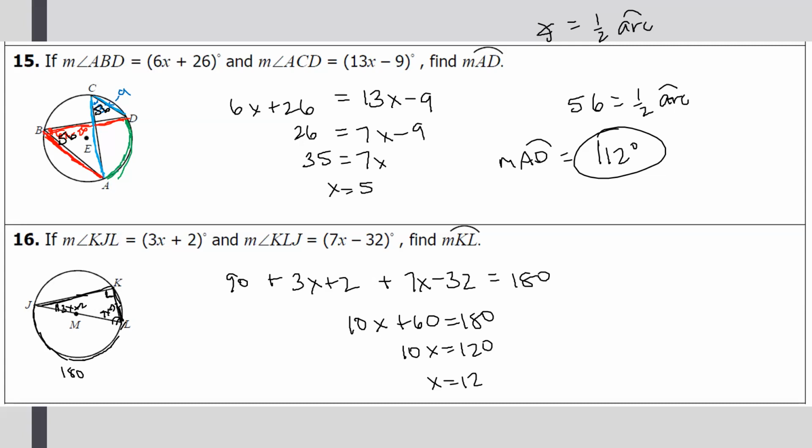We are really looking for the measure of arc KL. Arc KL is this little dude right here. Well, that arc is being intercepted by this angle. So I'm going to take our x equals 12 and plug it in. 3 times 12 plus 2. 3 times 12 is 36, plus 2 is 38. So this angle right here is 38 degrees. The inscribed angle is half of the arc inside of it. So if I multiply both sides by 2, that tells me that the measure of arc KL has to be 76 degrees.